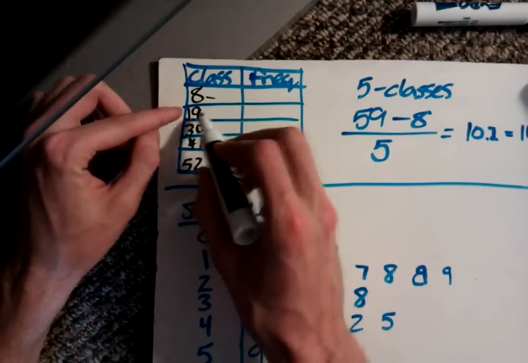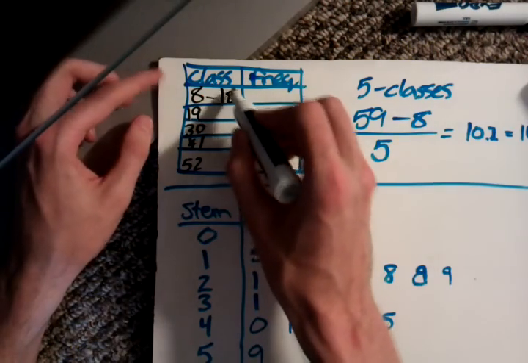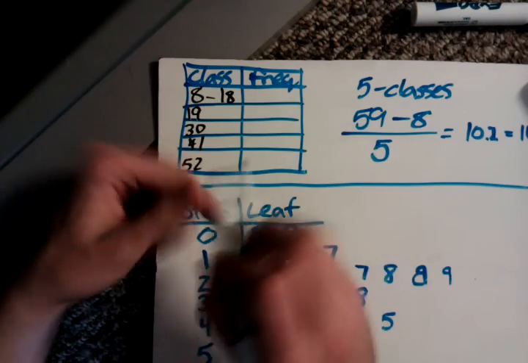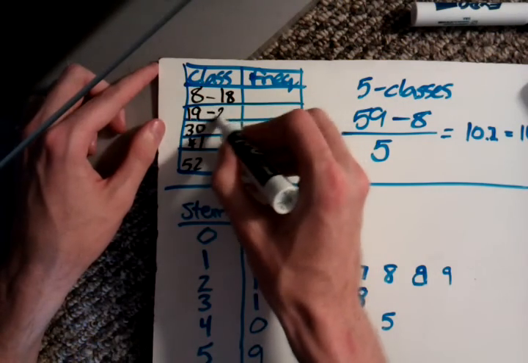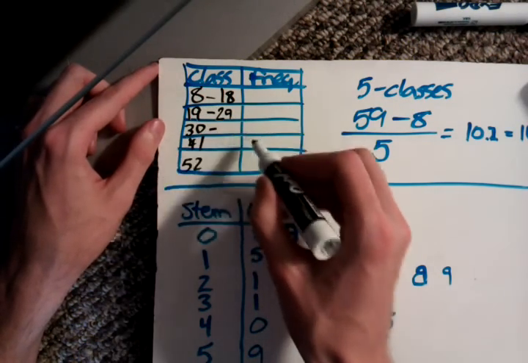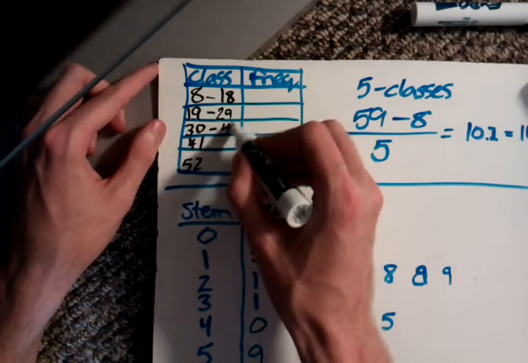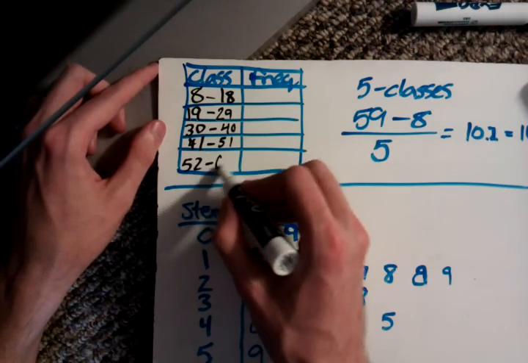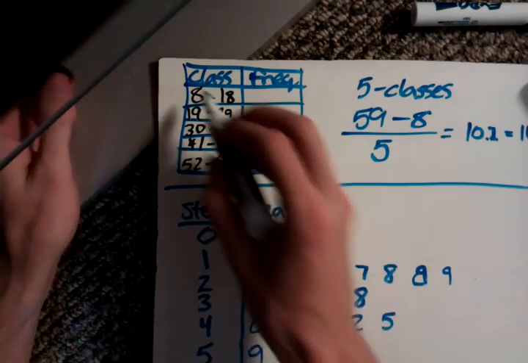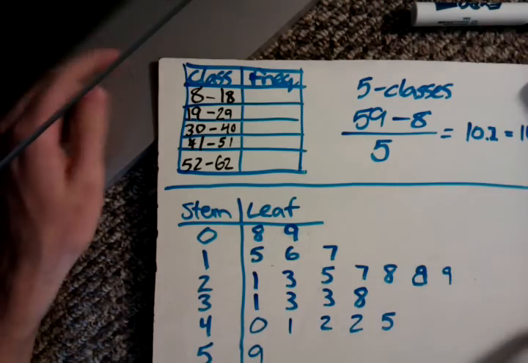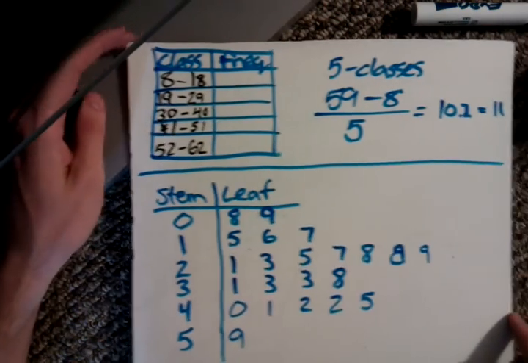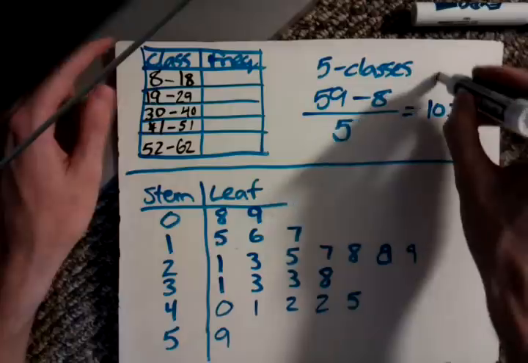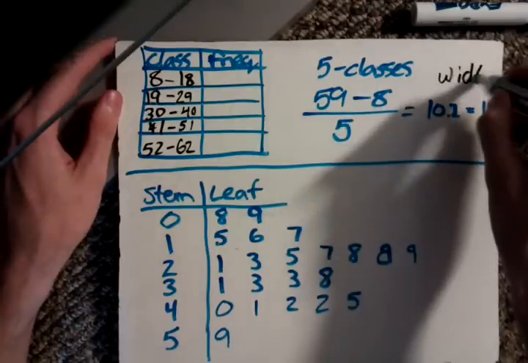And then the number before 19 would be 18. So our first class goes from 8 to 18. Should be 11 numbers there. 19 to 29. 30 to 40. 41 to 51. And 52 to 62. So all of these classes should contain 11 numbers in them, hence having a width of 11. So this is the width of our class right here.